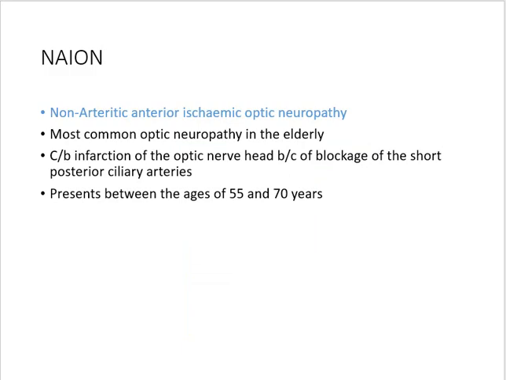Alright, let's start with the first one, NAION, or non-arteritic anterior ischemic optic neuropathy. This is the most common optic neuropathy in elderly people, and it's caused by an infarction of the optic nerve head because there's been blockage of the short posterior ciliary arteries. And patients will usually present with this problem between the ages of about 55 and 70 years.